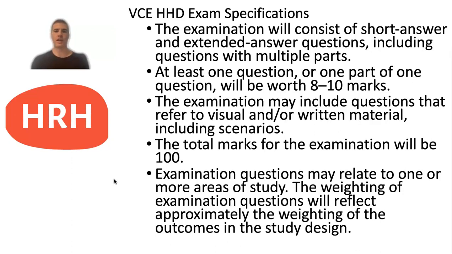It also mentions that the exam questions may relate to one or more areas of study, and so there might be some crossover in questions that link different areas of study and even different units. But it also mentions that the weighting of the exam questions will reflect approximately the weighting of the outcomes in the study design. And so that means that you should get approximately 50 marks out of 100 on Unit 3 and 50 marks out of 100 on Unit 4. So you can't take the chance and decide that I'm just going to focus more on Unit 3 or more on learning aspects of Unit 4, because they will be relatively evenly weighted in the exam.